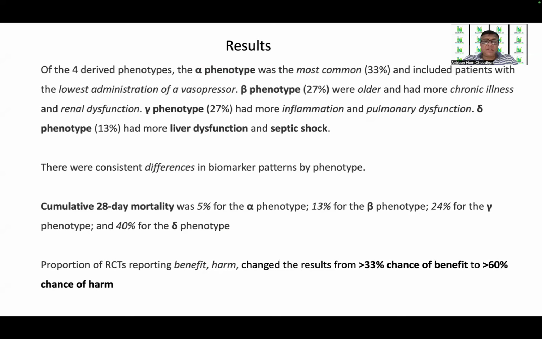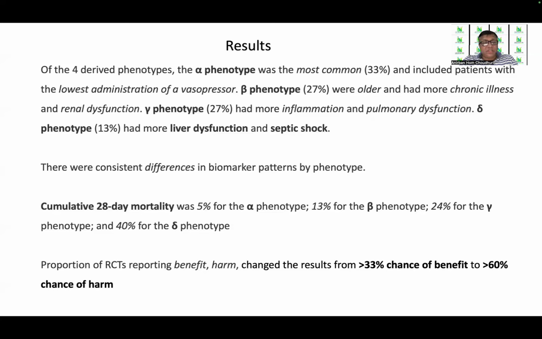And there were consistent differences in the biomarker patterns on the basis of these 4 phenotypes. The cumulative 28-day mortality was lowest for the alpha phenotype and was maximum for the delta phenotype, and somewhere midway between those for beta and gamma.